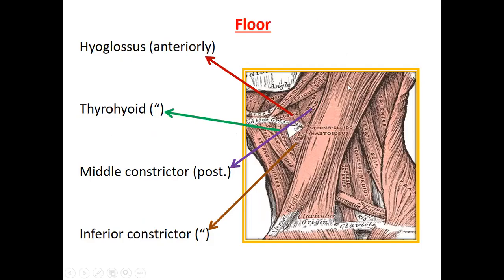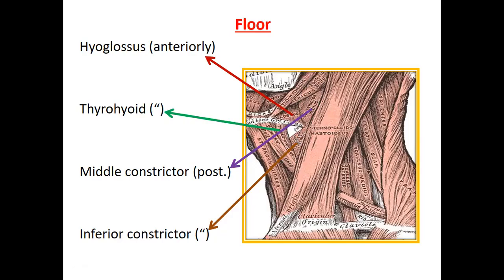The boundaries are antero-superior, antero-inferior, posterior, and floor. Antero-superiorly by the posterior belly of digastric muscle and stylohyoid muscle, antero-inferiorly by the superior belly of omohyoid, and posteriorly by the anterior border of sternocleidomastoid. The four muscles forming the floor of the carotid triangle are the hyoglossus muscle, thyrohyoid muscle, middle constrictor muscle, and inferior constrictor muscle.